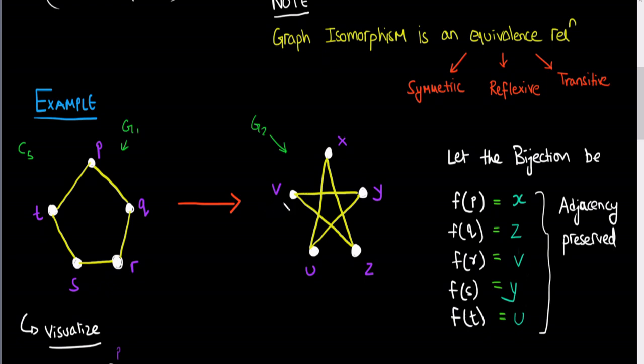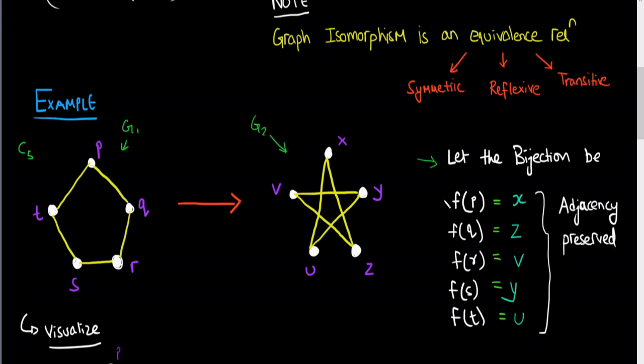Okay, now what I'm going to say is let the bijection be that f of p, when you apply the bijection on vertex p, it transforms and points to vertex X. Similarly, f of q equals z, f of r equals v, f of s equals y, and f of t equals u.